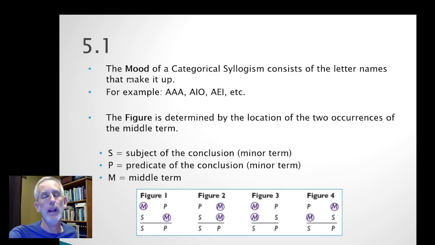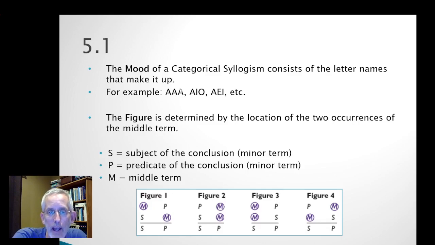So the mood of a categorical syllogism consists of the letter names that make it up. So this is pretty simple. Remember, I told you that logicians in the Middle Ages used the vowels A, E, I, and O to represent the 4 standard form categorical propositions. So an A form categorical proposition is all S's are P's. An E form is no S's are P's. An I form is some S's are P's, and an O form is some S's are not P's. So it's just a shorthand way of constructing arguments.